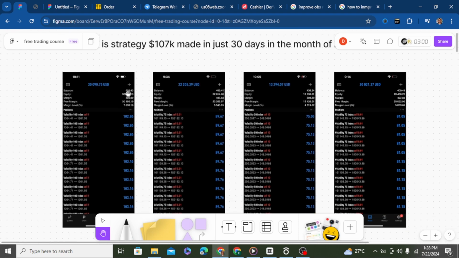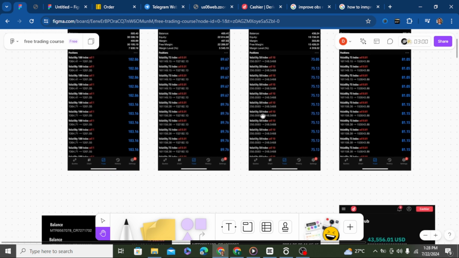This is a trade of $500 to $30,000. This is a trade from $400 to $22,000. This is a trade from $436,000 to $13,000. This is another one from 400 to 20,000. So these are basically 50x's, 70x's, and 100x's. I'm going to take you step by step. I'm not just going to bluff. So I want this video to be real quick.